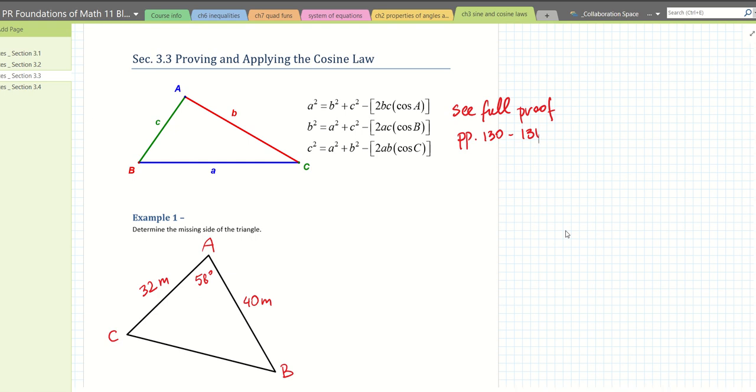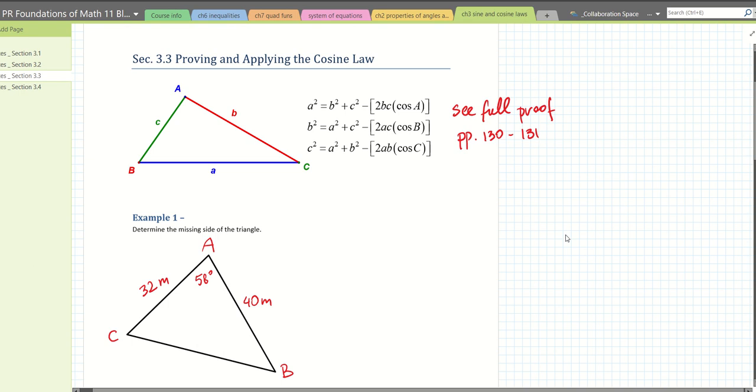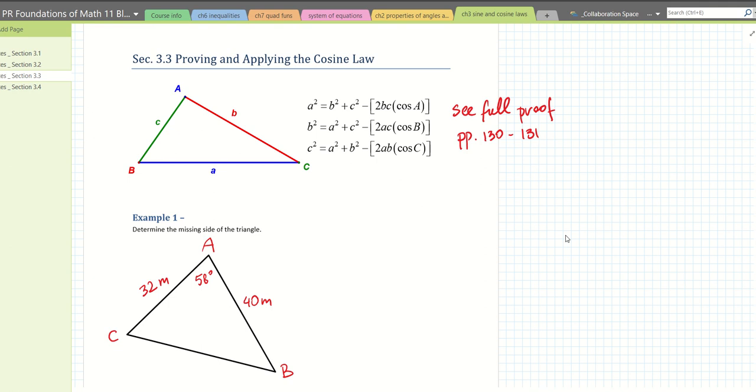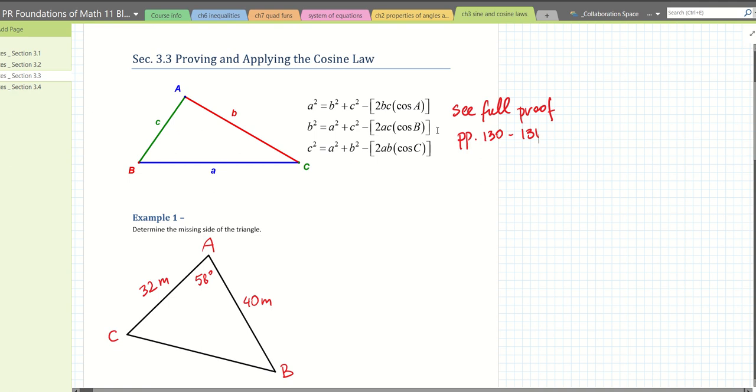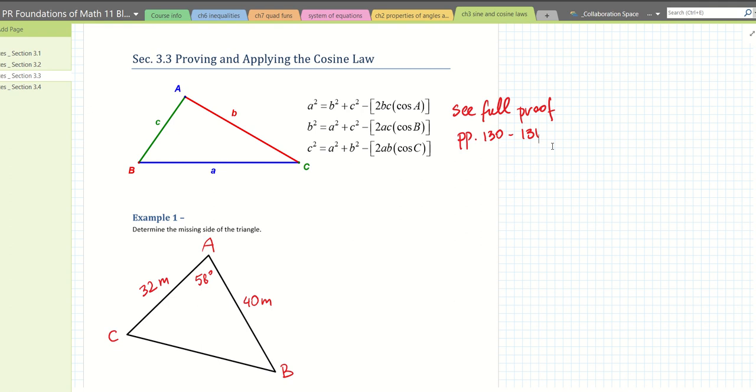So in this video we are going to be looking at section 3.3, which starts with the cosine law. Now in this case I'm not going to go over the proof for the cosine law. Basically it uses Pythagoras and some trigonometry to come up with these three relationships. But if you are interested in looking at the full proof, you can read it in the textbook, pages 130, 131. If this was pre-calc 11, I would definitely want you to know how to prove this yourself. But in this course, we just want to be able to know how to properly use this and when to use this cosine law.